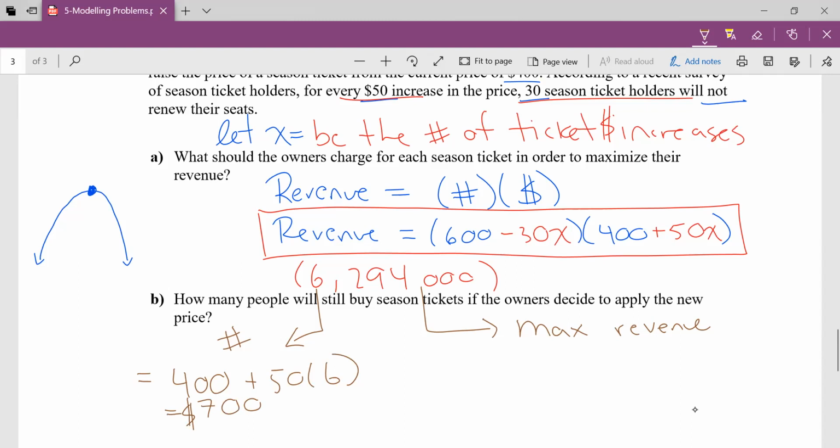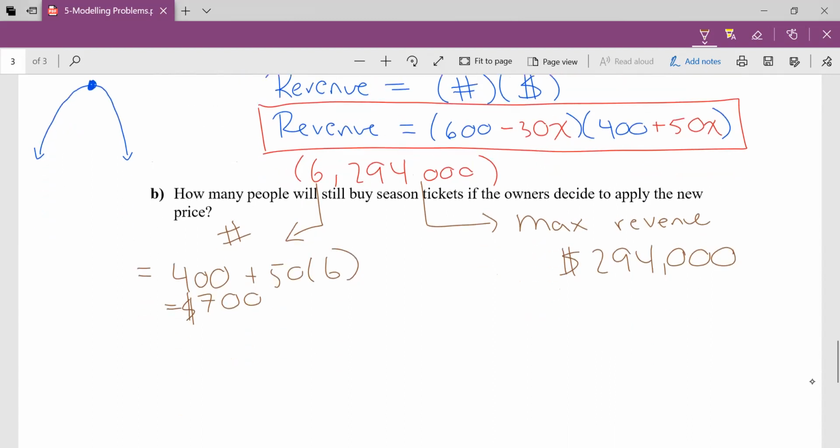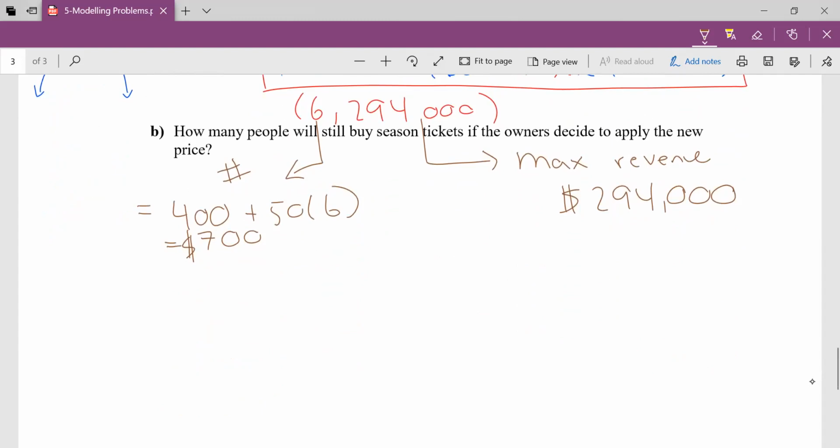And when they do that, they are going to have a max revenue of $294,000. Not too bad. Okay. And don't worry about B. B wasn't supposed to be there. Bad teacher, forgot to cut it out of a previous question.